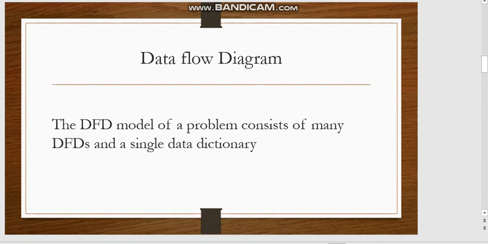The data flow diagram, or you can say the DFD model of a problem, consists of many DFDs and a single data dictionary. In my coming lectures, I will discuss what a data dictionary is and how we describe a data dictionary in the data flow diagram. So, it's very clear that when we draw a data flow diagram, there will be many DFDs.